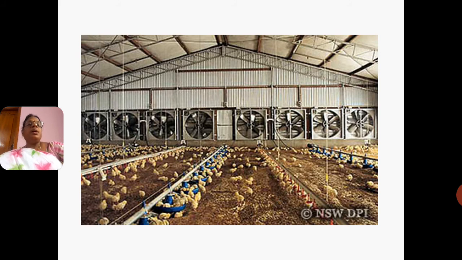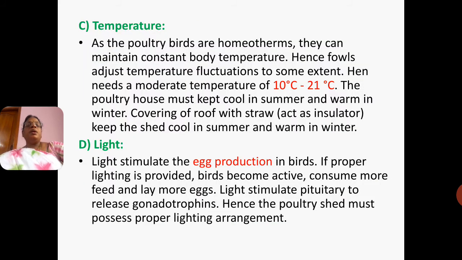So here in this shed, the house is provided with heaters and also exhaust fans to prevent dampness of the shed. This is the cage system on the first floor. The cages are there.